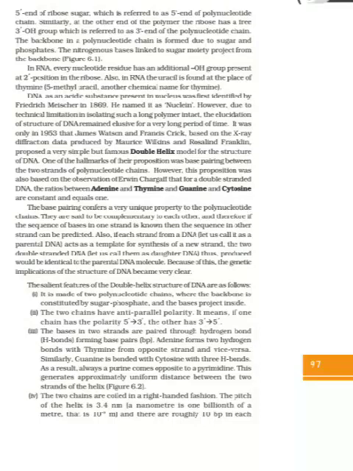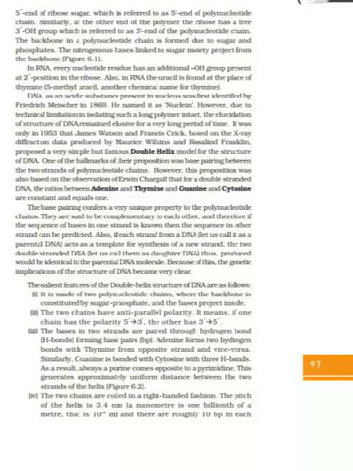3. The bases in two strands are paired through hydrogen bonds, H bonds, forming base pairs. Adenine forms two hydrogen bonds with thymine from the opposite strand and vice versa. Similarly, guanine is bonded with cytosine with 3 H bonds. As a result, always a purine comes opposite to a pyrimidine. This generates approximately uniform distance between the two strands of the helix.